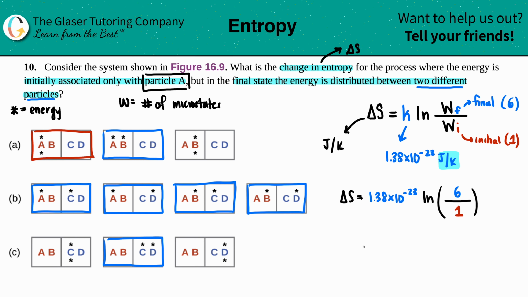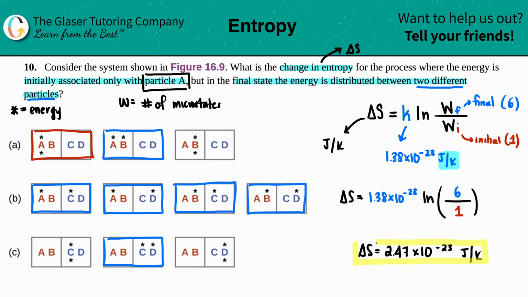Now let's just plug in and solve for our change in entropy. I'm going to do this all in one shot. If you need to take the ln of 6 and then times it, go for it. But let's see if we get the same answer. 1.38 times 10 to the negative 23rd. Cool. And I guess we'll take 3 sig figs. So 2.47 times 10 to the negative 23rd and joule per Kelvin.